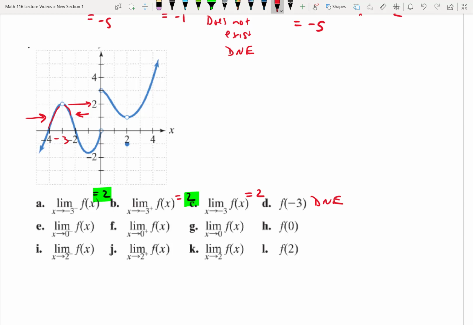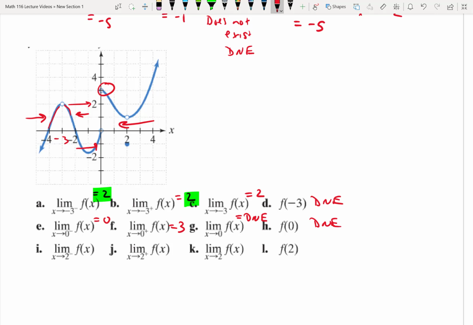For parts E through H, we're exploring a graph around 0. So part E, limit as x approaches 0 on the left. It's going to be 0. On the right, it's going to be 3. The left-hand limit was 0, the right-hand limit is 3. They're not equal. That means the two-sided limit does not exist. And the actual f of 0 is the actual y-coordinate there. Again, there's no filled-in dot, so that would not exist either.